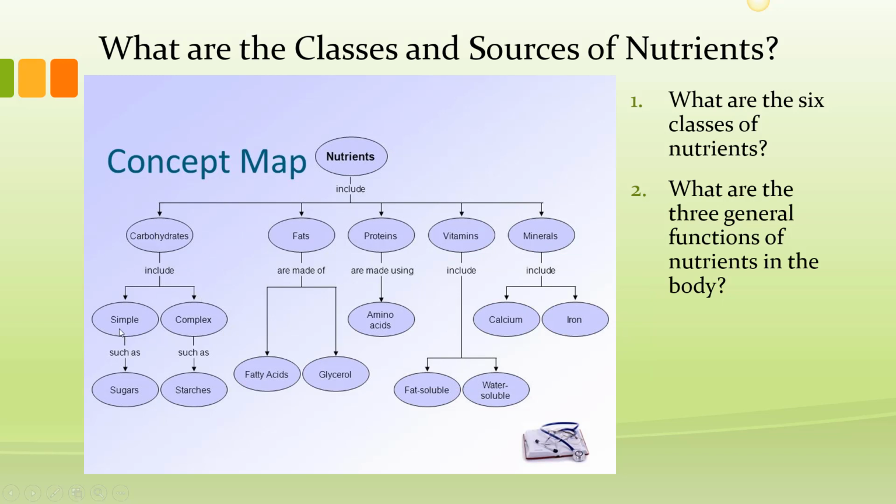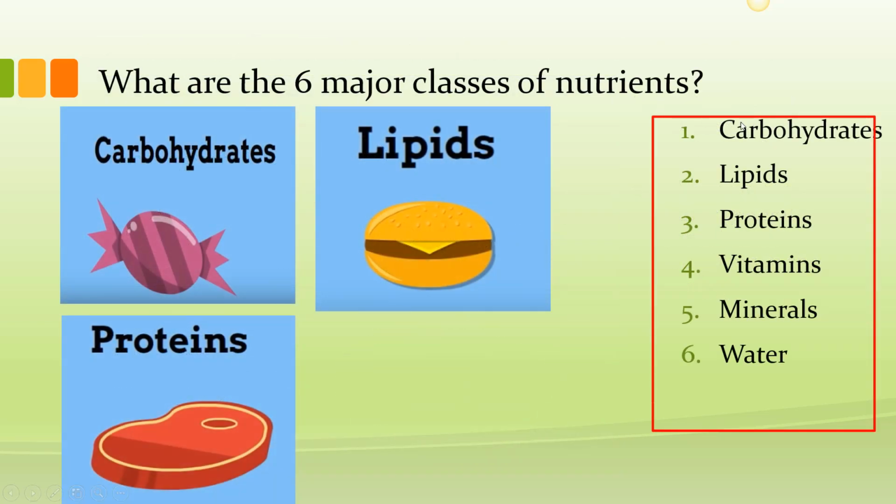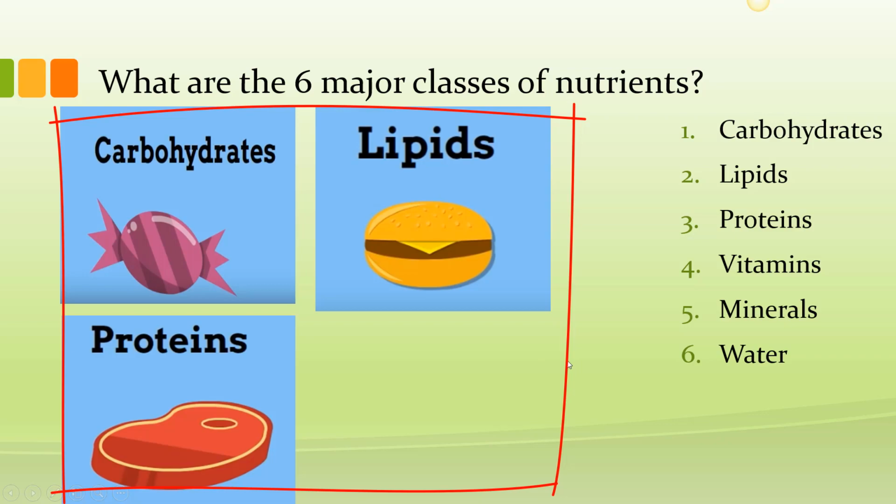Examples of carbohydrates are either simple or complex, such as sugars or starches found in potatoes. Fats are made out of either fatty acids or glycerol molecules, and proteins are primarily made out of amino acids. Vitamins come in two categories: fat-soluble and water-soluble. So out of the 6 major classes of nutrients, the carbohydrates, the lipids, the proteins, the vitamins, the minerals, and the water, the macronutrients make up the 3 categories: the carbohydrates, the lipids, and the proteins.